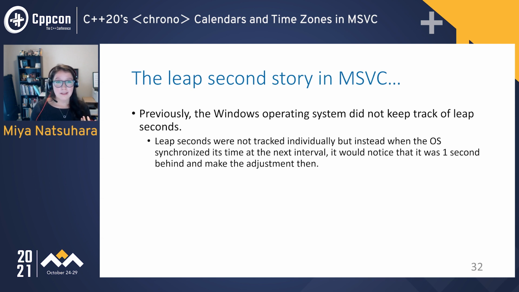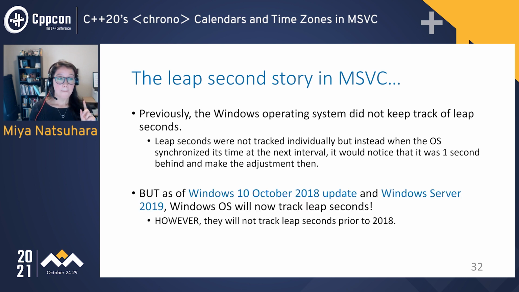Previously, the Windows operating system did not keep track of leap seconds at all. This does not mean that Windows was just off by 27 seconds in time with the rest of the world. It just means that they weren't tracked individually, but whenever the OS would periodically sync up its time, it would notice it was behind and it would make adjustments.